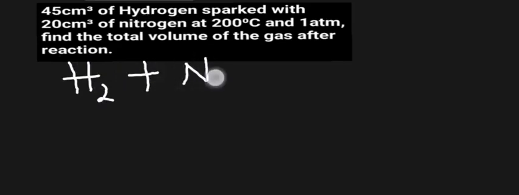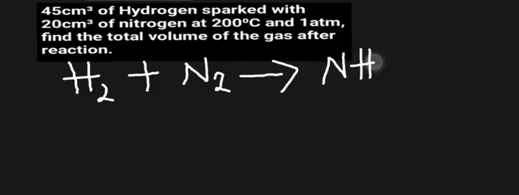Let's look at the second question, number 2. 45 cm³ of hydrogen sparked with 20 cm³ of nitrogen at 200 degrees Celsius and 1 atmosphere. So let's write the balanced reaction. Hydrogen sparked with nitrogen gas to produce ammonia. This is the Haber process to produce ammonia gas.